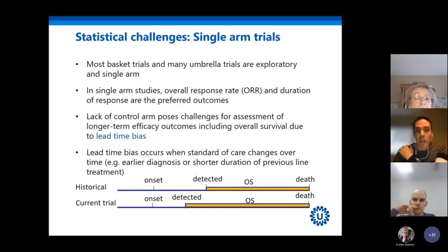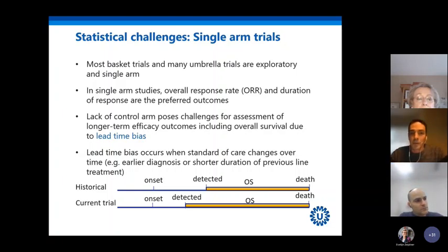Many basket trials and many umbrella trials, as I said, were designed to be exploratory studies and are only single arm, do not involve a comparator. But sometimes they are used for asking approval for marketing authorization or conditional marketing authorization. And the problem there then is that you do not have a comparator. Then typically you look at the overall response rate and the duration of the response, which might be good or above the level that you want to see.